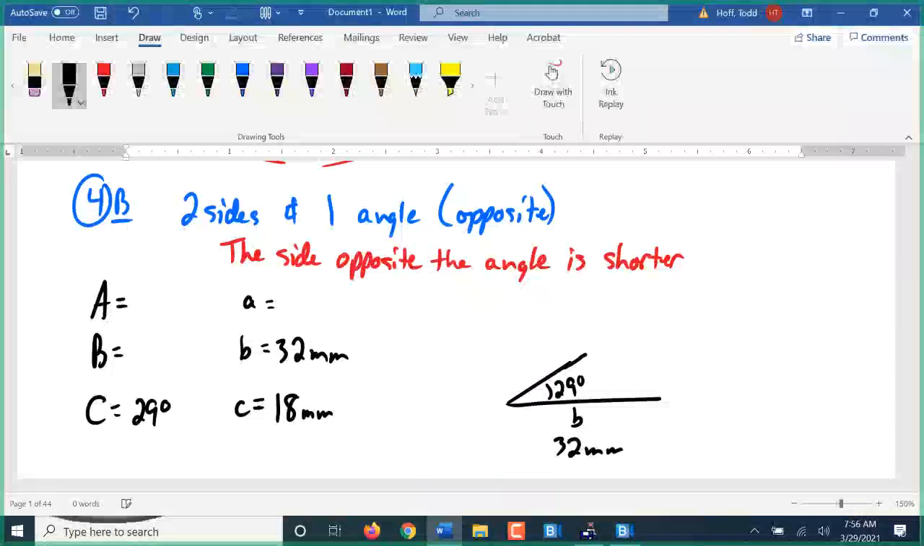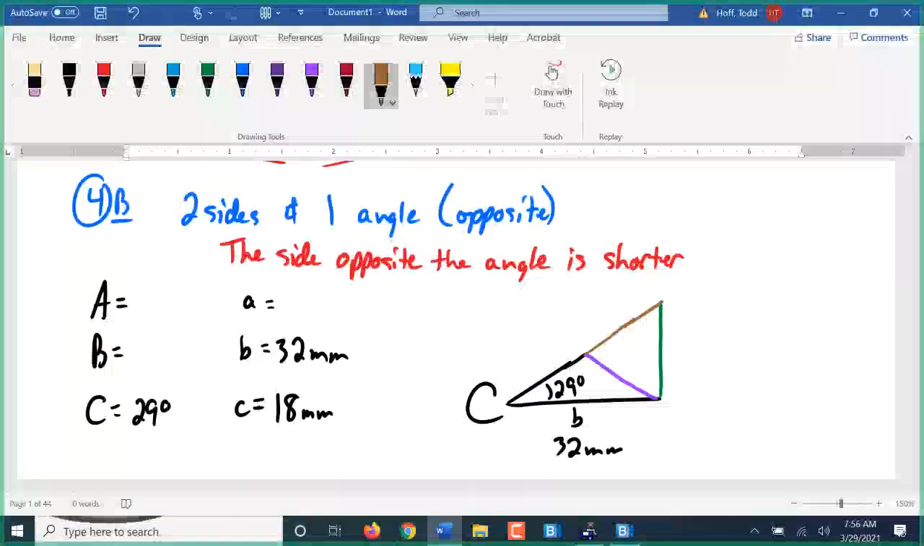There are two possibilities here. That 18 millimeter side could be right here, or this side could keep going. If that side keeps going, I have 18 millimeters up here. 18 millimeters could either be the purple or the green. Obviously, I didn't draw them exactly to scale, but you get the picture. So this angle here, which is going to be angle A, could either be acute or obtuse. Don't know which.